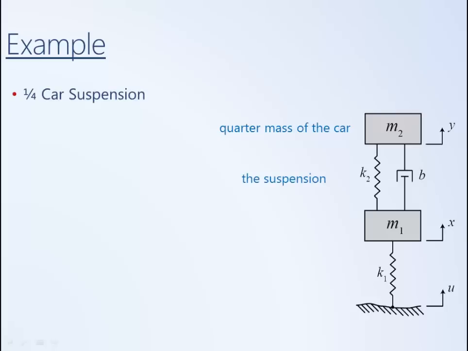It's the mass supported by the suspension. Here, the suspension will be modeled as having some damping B and some stiffness represented by the spring constant K2. M1 is the unsprung mass. It's in essence the mass of the wheel. And then we will model the tire as having stiffness K1 with negligible damping. Furthermore, U will be the motion of the ground.